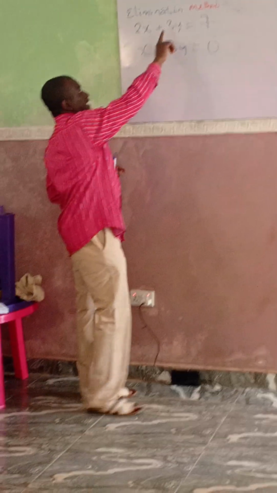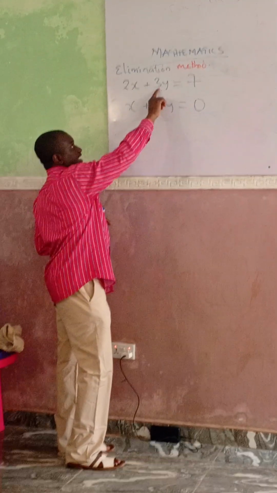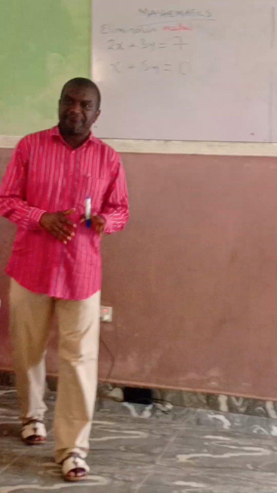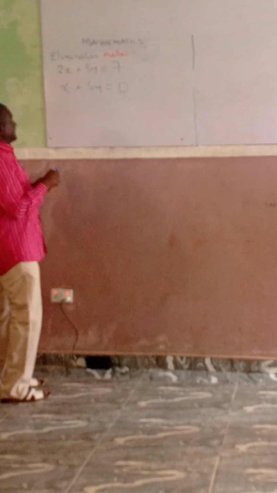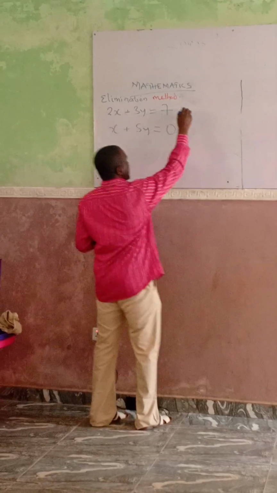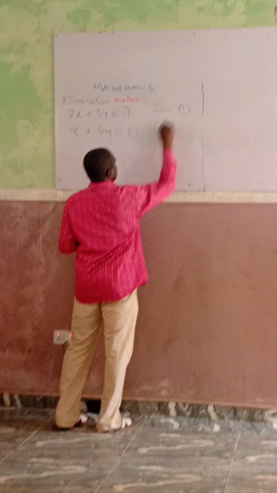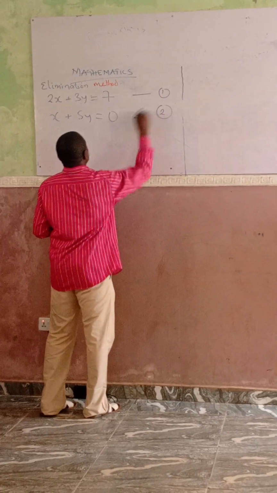So we are going to find the LCM of 3 and 5. What is the LCM of 3 and 5? If you know it, raise up your hand. Yes? 15. Very good. The LCM of 3 and 5 is 15. So the first thing you have to do is number the equations. This is equation 1, and this is equation 2.